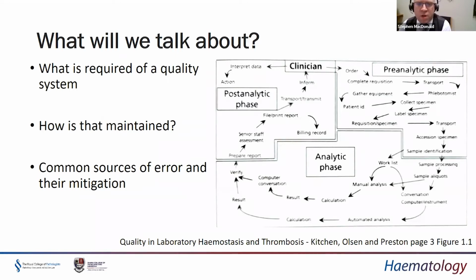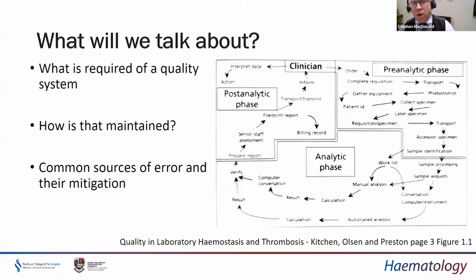What we are going to use that for is to try and discuss at a high level what's required of a quality system. What do we mean by a quality system in a hemostasis laboratory? Because there are invariably idiosyncrasies within a hemostasis lab that apply to us, that maybe we need to consider that other colleagues in pathology maybe don't need to consider. So it's worth talking about them.